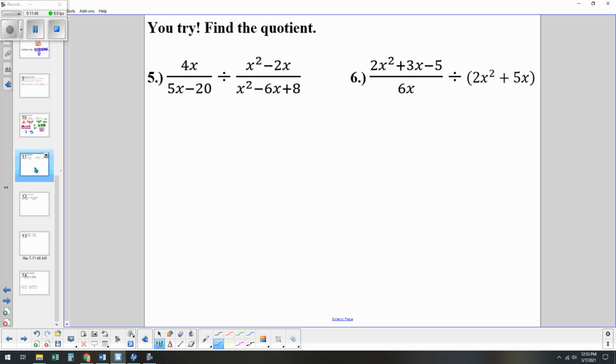So you go ahead and try these two. You don't have to tell me what x can't be, but do simplify, find the quotient. Pause it, and I will show the answers.